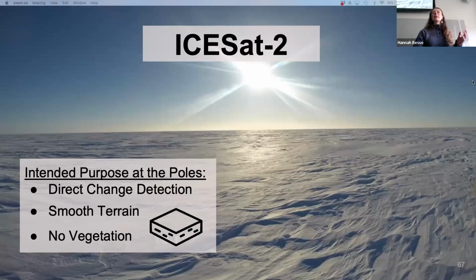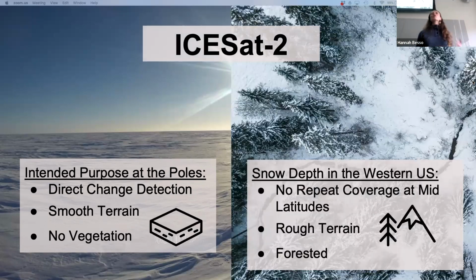To recap a little bit, ICESat-2 was intended to be used at the poles, where you can measure direct change detection using the repeat elevation measurements from ICESat-2, and where terrain is mostly smooth, think about an ice cap, with no vegetation. And we want to be able to use it for something it was not intended to be used for originally, to measure snow depth in the Western US, in areas where we do not get repeat ICESat-2 elevation measurements, where we have rough terrain and treed areas.